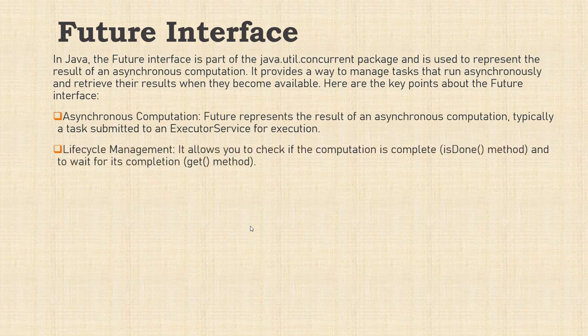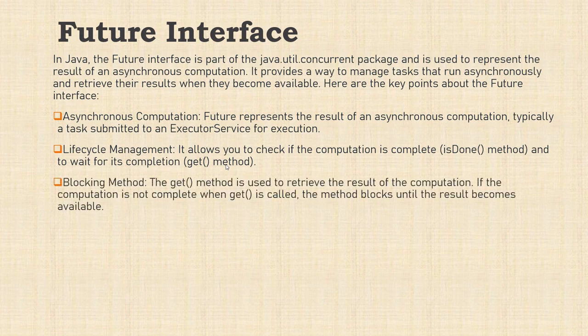Life cycle management: it allows you to check if the computation is complete with the isDone method, and to wait for its completion with the get method. The isDone method checks whether your task is completed or not. We also have a get method to retrieve the value of the Future, and it will block your thread till completion of your task. This is a disadvantage of Future, because it will not allow another thread to execute while you are using get; it waits till your task completes.